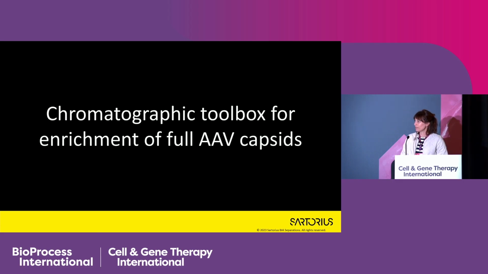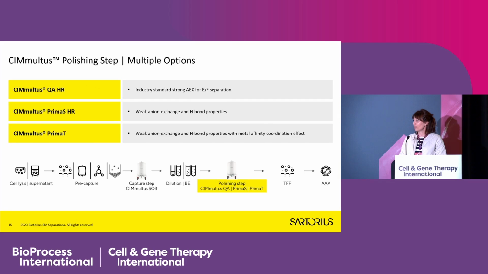So let's now dig to the most important part for the AAV full capsid enrichment, so the polishing step. We have, let's say, 3 options how to enrich your full AAV fraction. And those 3 options are based on different monoliths, different chemistries. Each of the chemistry can separate according to slightly different principle.